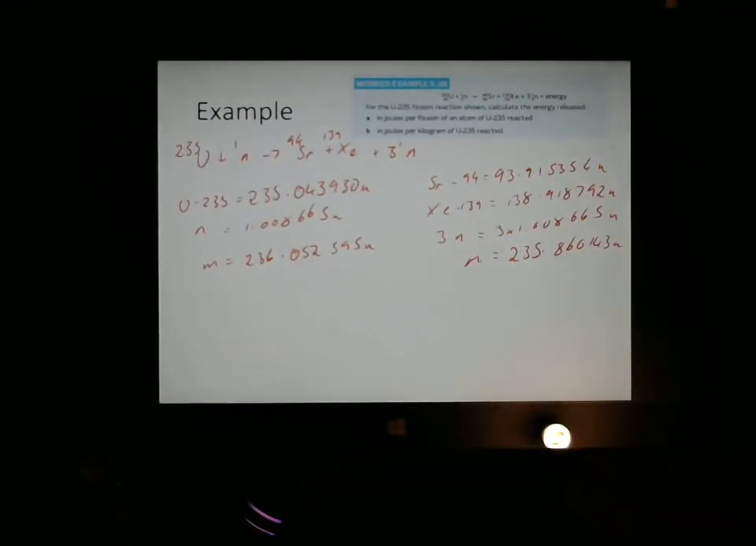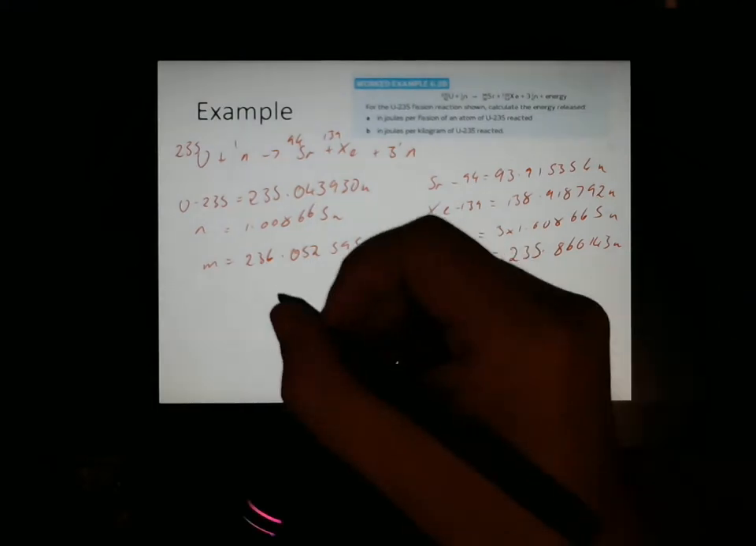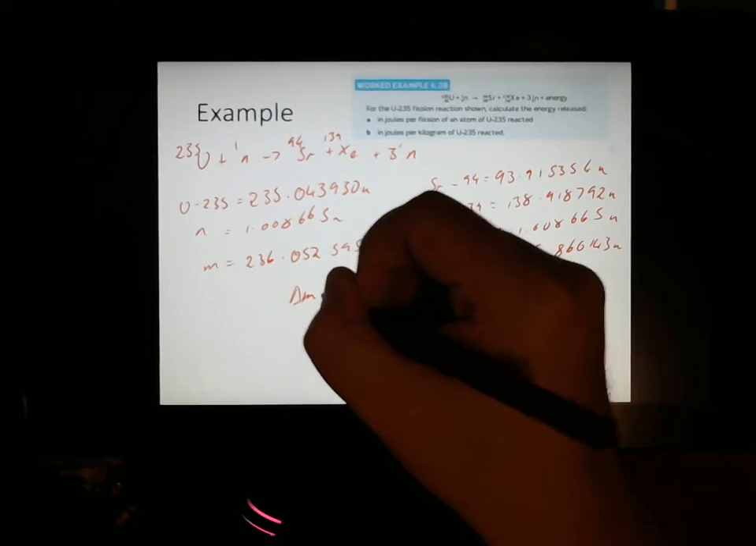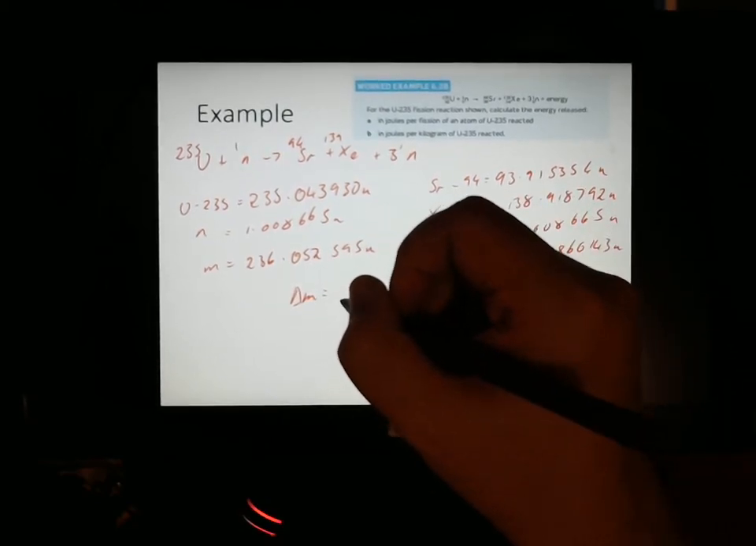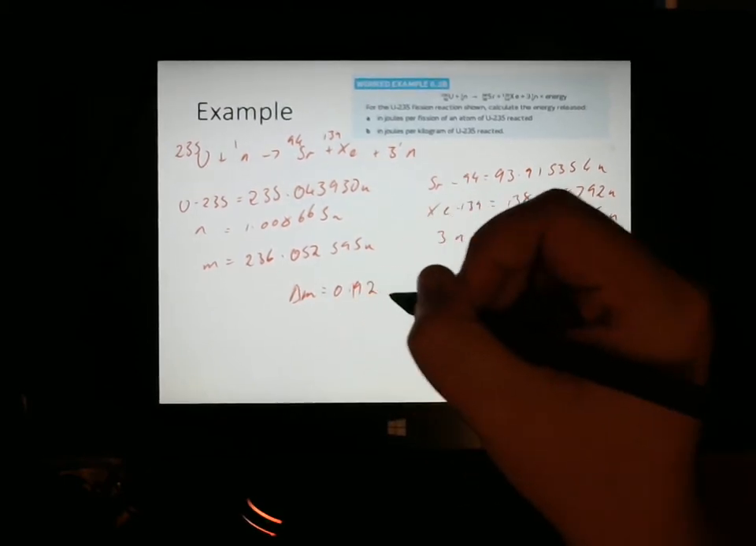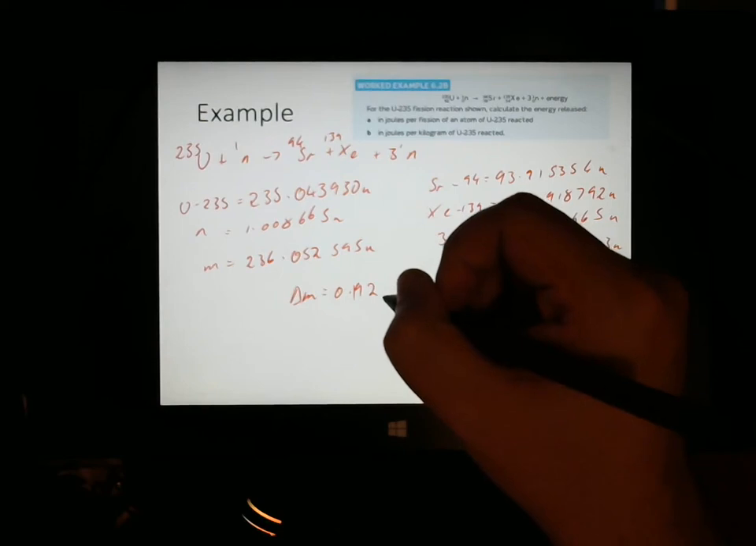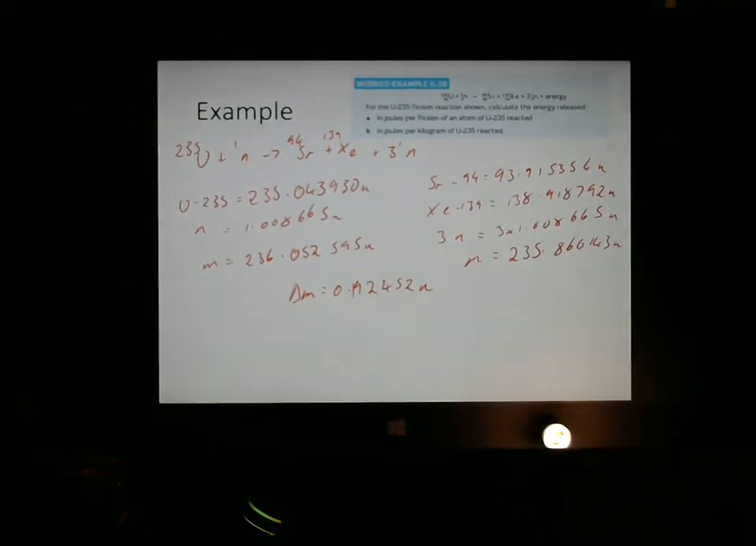And so we can see here the change in mass is going to be the difference of this take away this, and so the change in mass, or the mass defect, remember, is equal to 192.452. I'm working off the worked example here. I don't have to do the math too much.